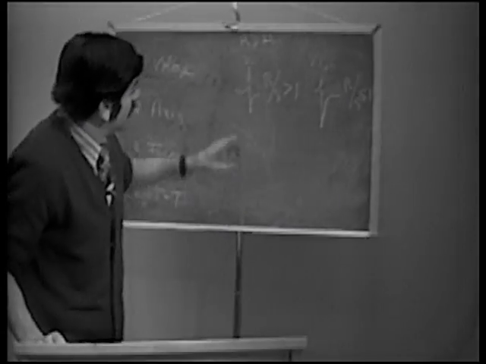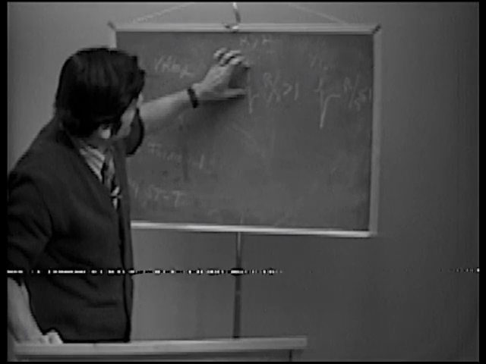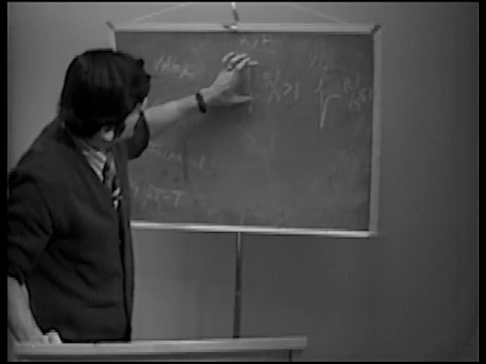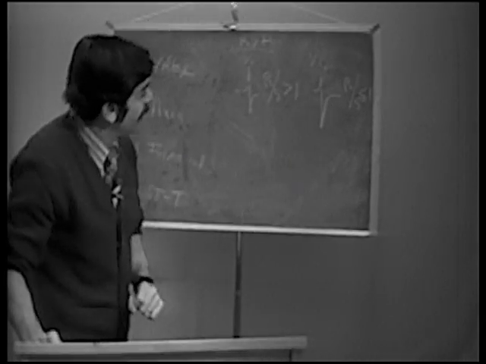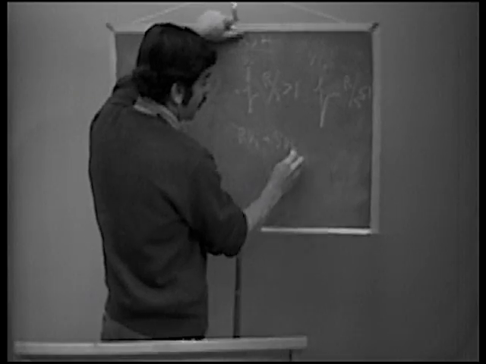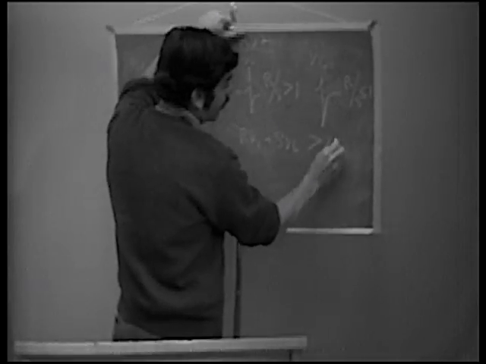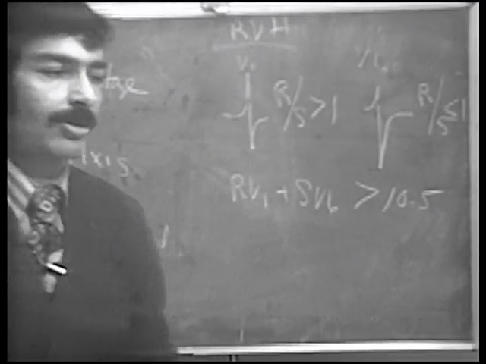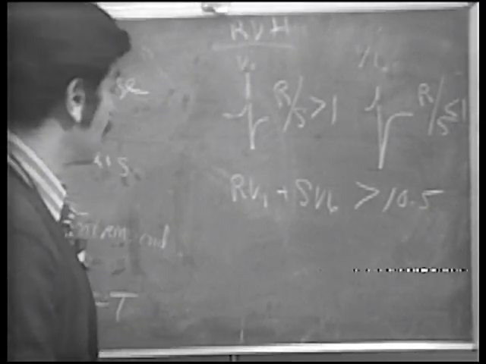Let's just attach some numbers here. If we add the height of this R wave plus the depth of this S wave, so we say the R in V1 plus the S in V6 is greater than 10.5. If the sum of those is greater than 10.5, that's a numerical criterion that you can use.